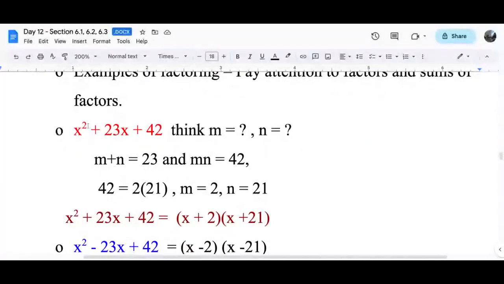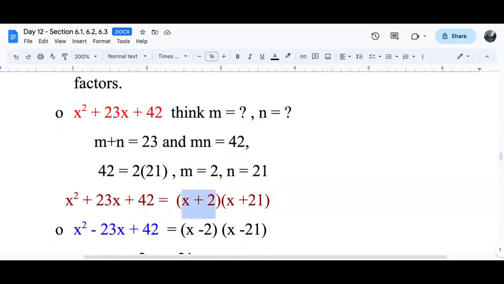Let's see. So if we want to factor this trinomial, now we're thinking, okay, what is m, what is n? m plus n is 23. m times n is 42. But then we think about the factors of 42. Which two factors of 42 add up to be 23? Think, okay, that's 2 and 21. Because 2 plus 21, that's 23. Bingo, right? So we factor x squared plus 23x plus 42 as x plus 2 times x plus 21.